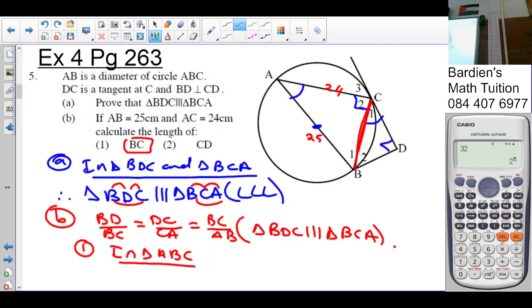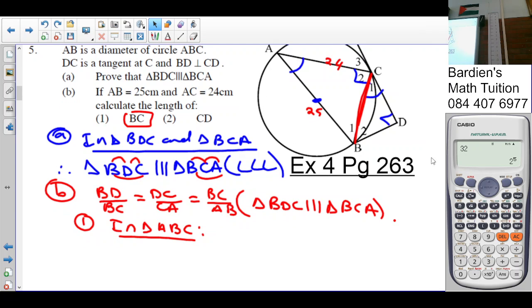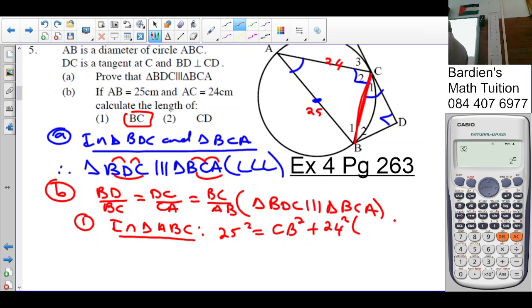In that triangle, according to Pythagoras, what's the theorem of Pythagoras? Who can remember? The hypotenuse squared is equal to the sum of your other two sides squared. Not so? It can only be done in right angle triangles. Is this a right angle triangle? Yes. So it's going to be 25 squared is equal to CB squared plus 24 squared. The reason there: the Pythagorean or Pythagoras theorem with angle C2 equals 90 degrees.